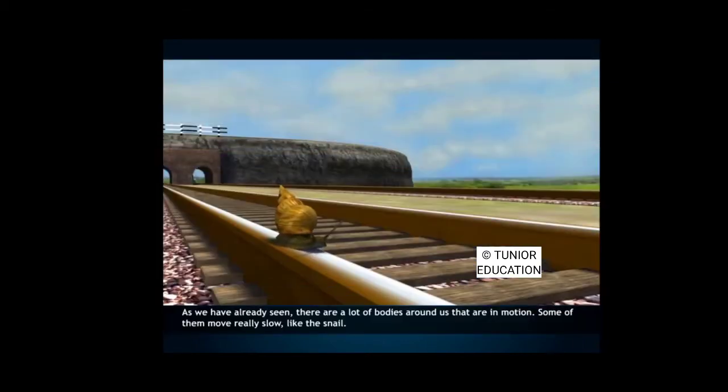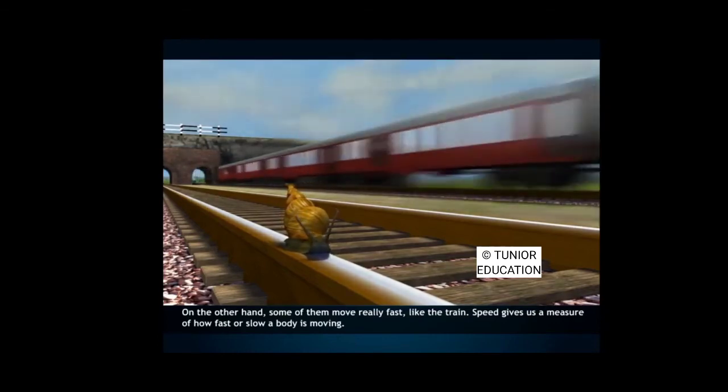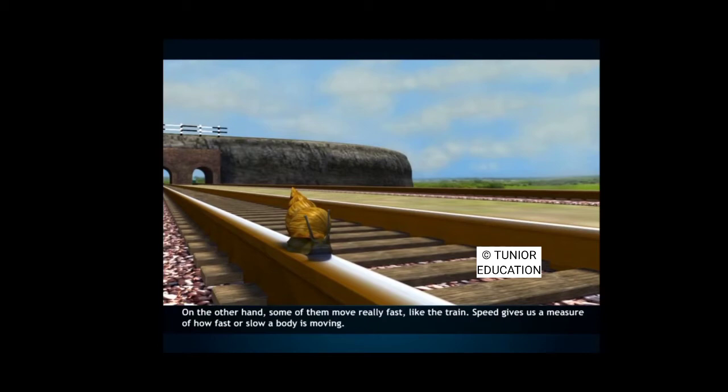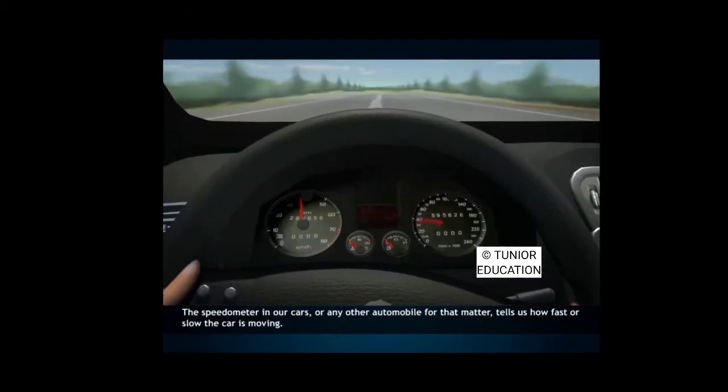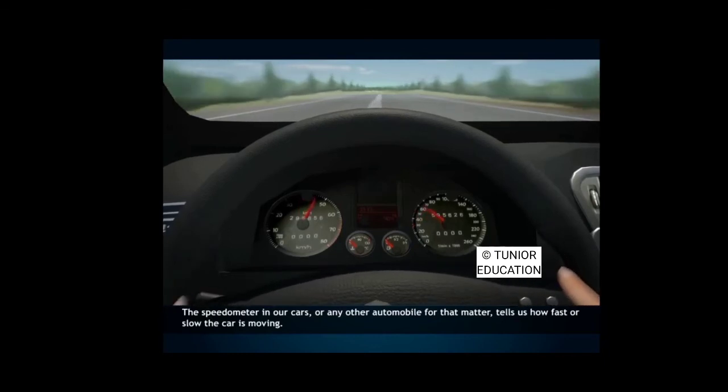As we have already seen, there are a lot of bodies around us that are in motion. Some of them move really slow, like the snail. On the other hand, some of them move really fast, like the train. Speed gives us a measure of how fast or slow a body is moving. The speedometer in our cars, or any other automobile for that matter, tells us how fast or slow the car is moving. We shall now be understanding the concept of speed and average speed in terms of physics.